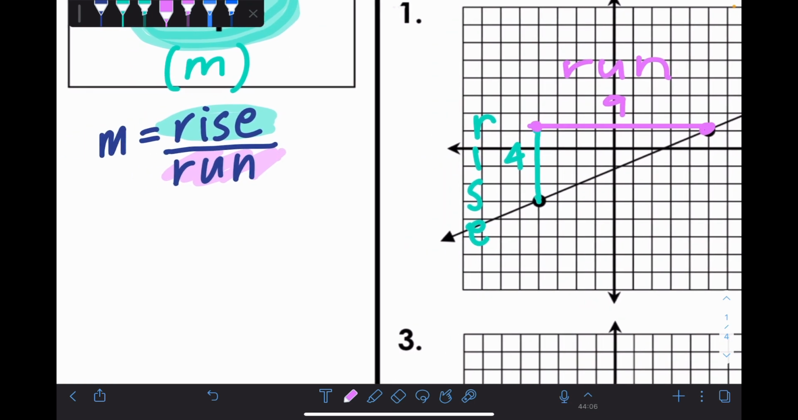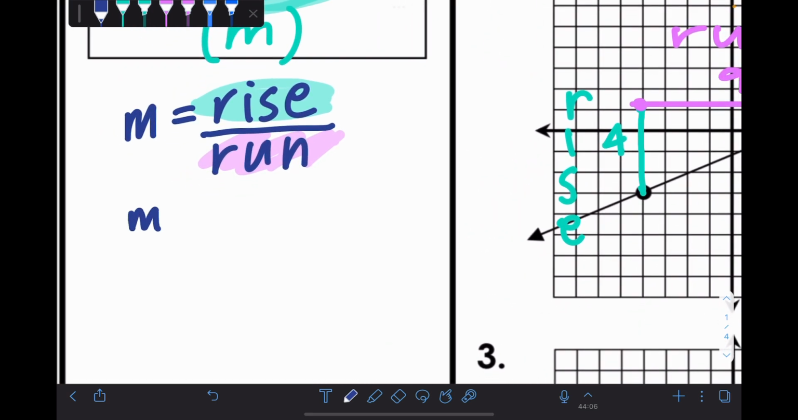So now we go back to our formula and just throw those numbers in. We know m is equal to rise divided by run. We know what our rise is, we've just found it. It goes up 4. And we know our run is 9. So we're just going to replace rise with 4 and run with 9. Super easy. Let's do that. So m, I'm going to zoom in a little bit.